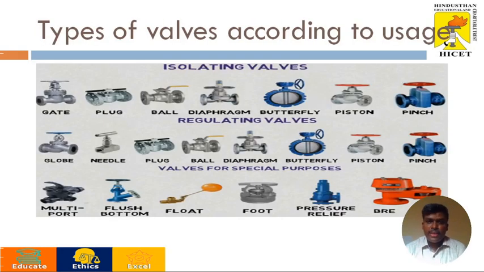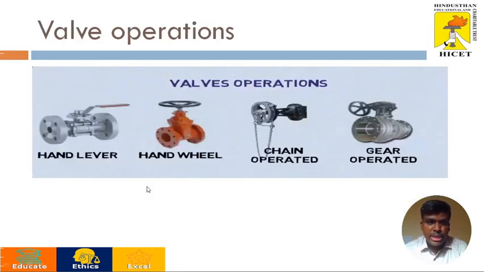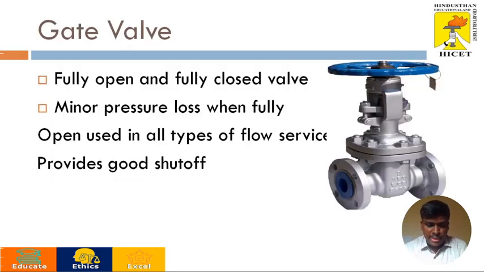And these are the actual valve diagrams of control valves according to usage. These are isolating valves like gate valve, plug valve, ball valve, and sometimes the valve plug is used as both an isolating as well as a regulating valve. And these are the special purpose valves. And next one is valve operations. The valve is operated with the help of a hand lever, hand wheel, chain operated devices, and gear operated. These are the different valve operating mechanisms used nowadays. And we will see all the valves one by one.